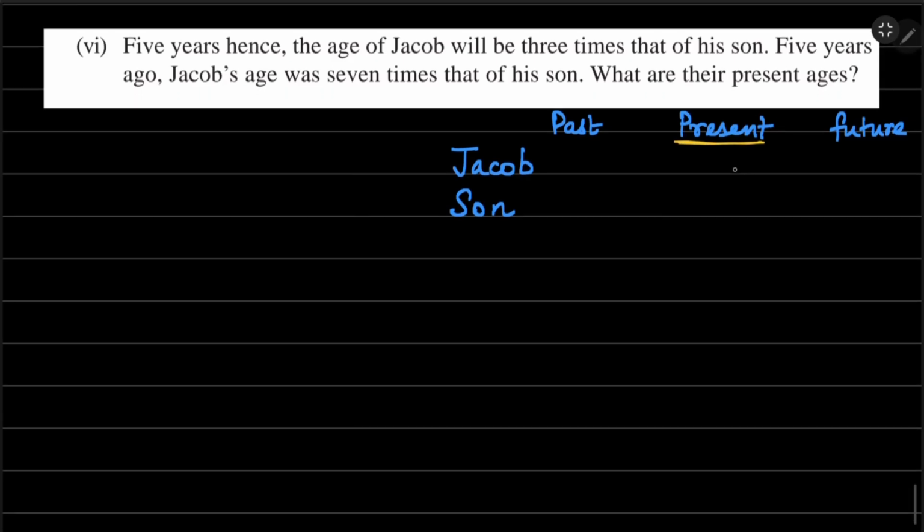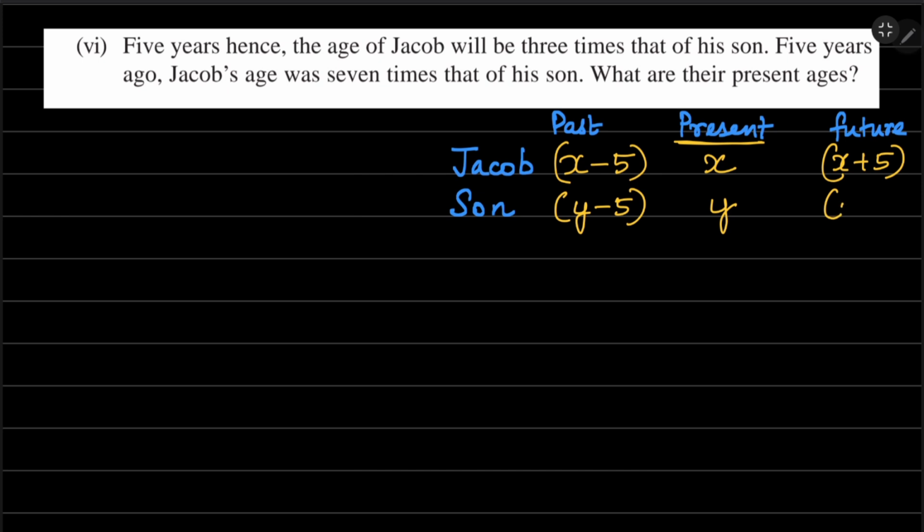Okay, so let the present age of Jacob be x, let the son's age be y. In the past, how many years ago is given? 5 years ago, right? 5 years ago means Jacob's age would have been x minus 5. Son's age would have been y minus 5, 5 years ago. Future, what is given about the future? 5 years hence, that means after 5 years, present age is x, after 5 years it will be x plus 5. Present age of the son is y, after 5 years it will be y plus 5.